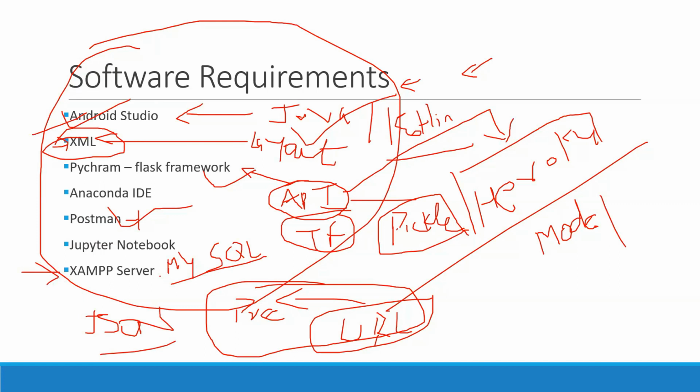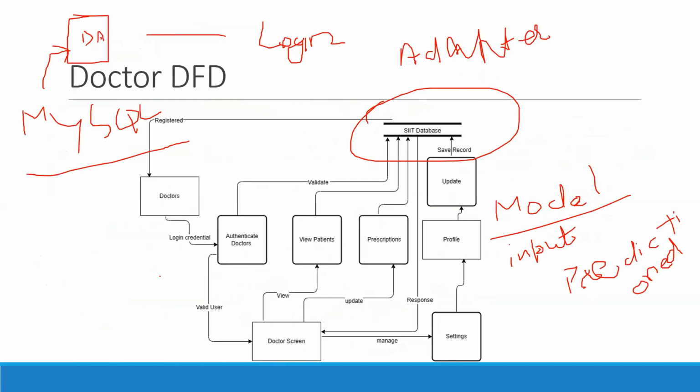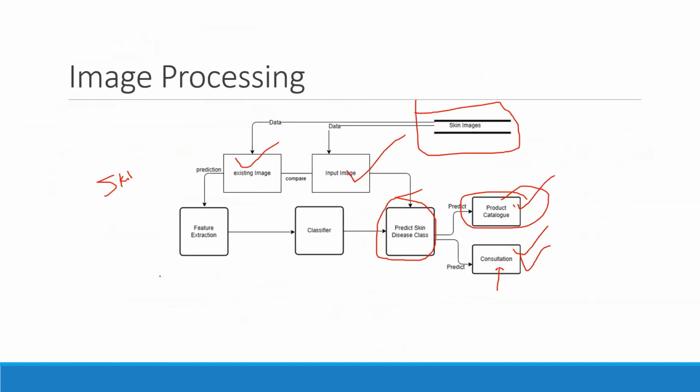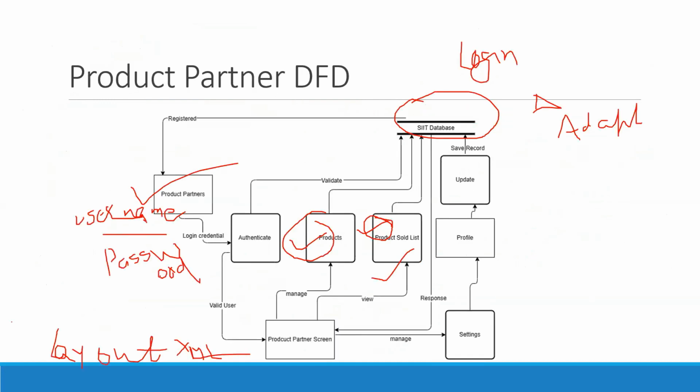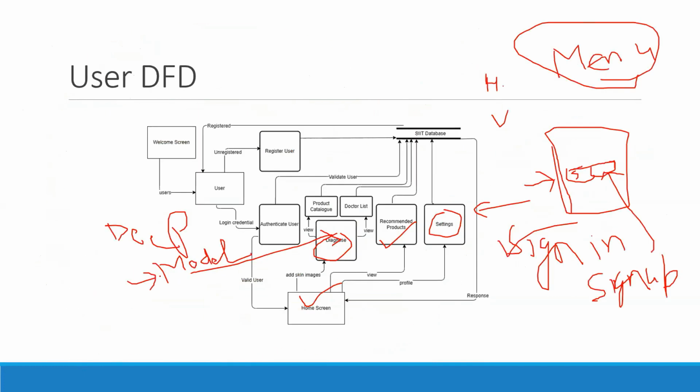We can install XAMPP server as well, because it gives us a MySQL instance, and even phpMyAdmin, the user interface. With the help of this user interface, we can easily create a table. See, user table, product partner table, image table, doctor table, all the tables. Even if you want to store the prediction, we have to create a table. The basic three tables are necessary basically.